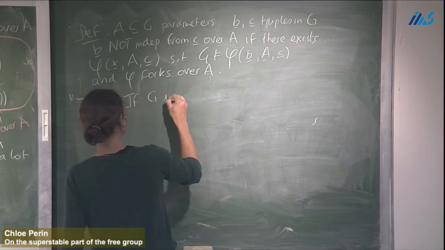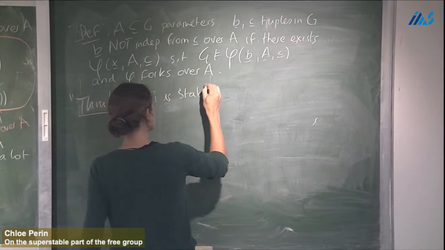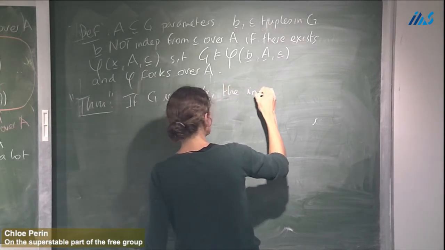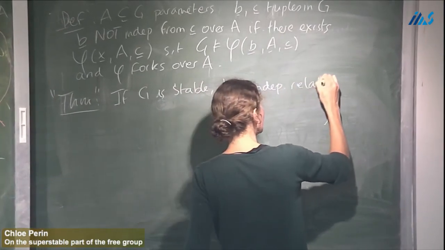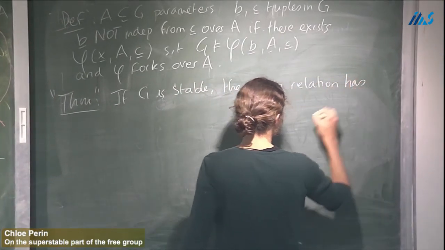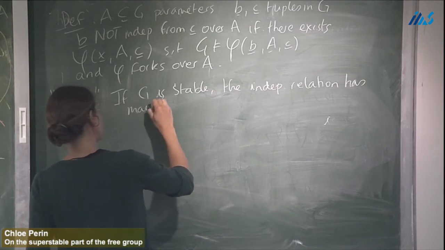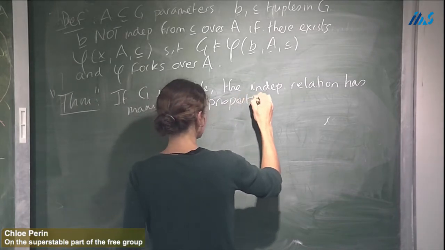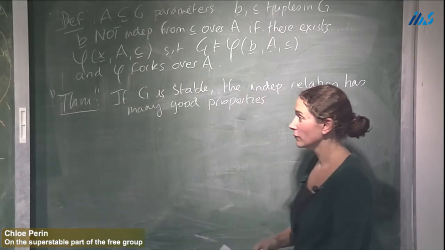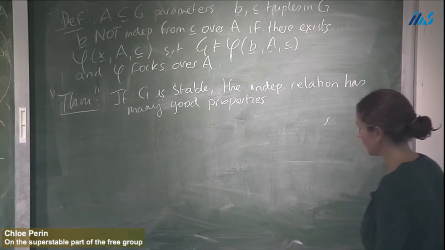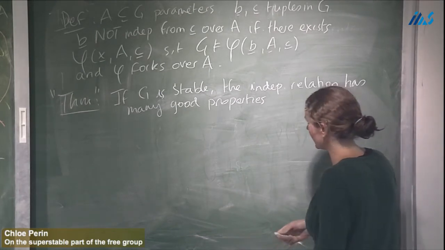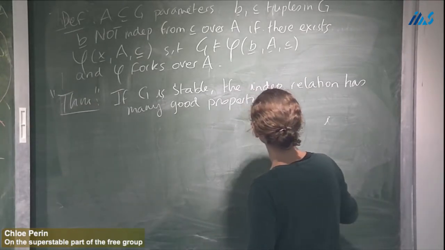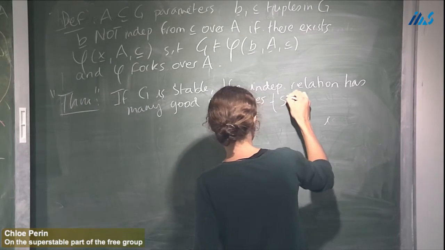So if G is stable, the independence relation has many good properties. For example, you can always find someone who is independent from someone else, as long as you go to an elementary extension and things like this. So I will just say symmetry.